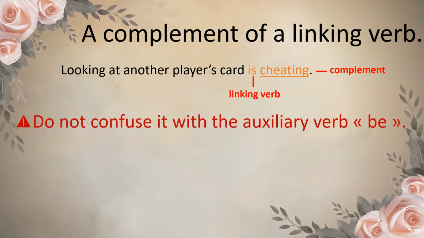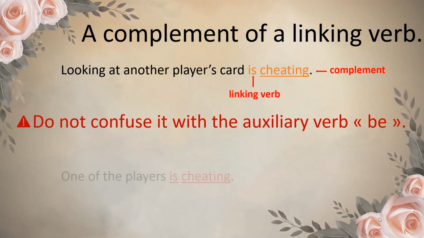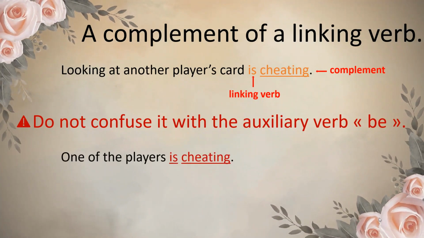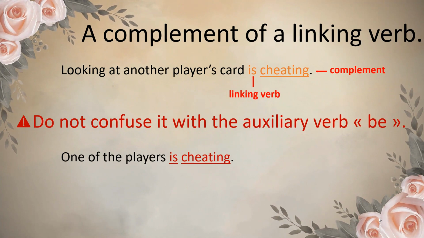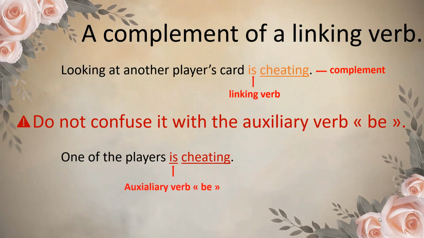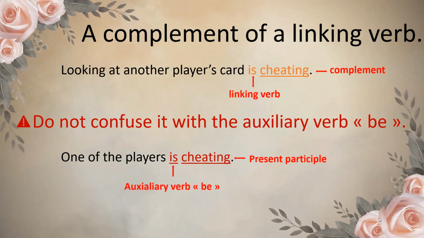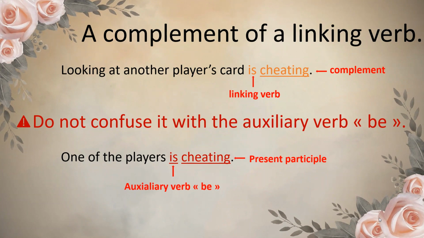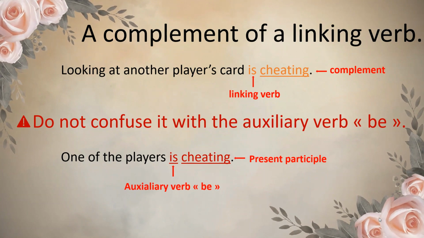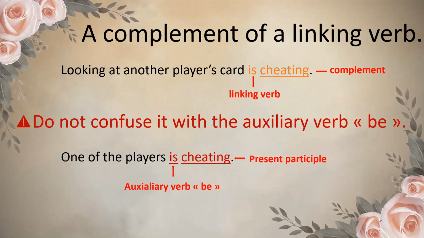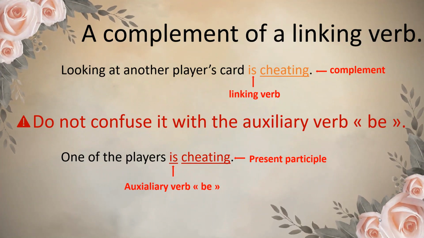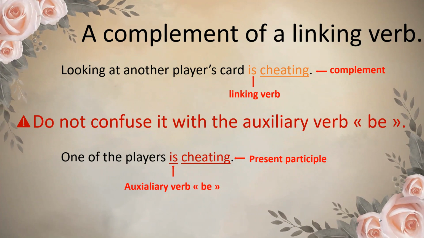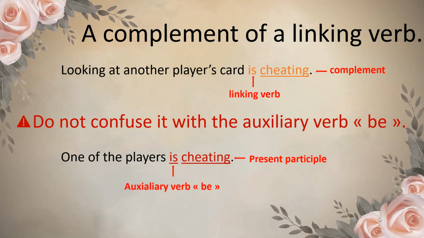But do not confuse it with the auxiliary verb be. When to be is used as an auxiliary, it can be followed by a present participle. We have here in the example, one of the players is cheating. Here we have the present continuous. Is is the auxiliary verb be. Cheating is the present participle.